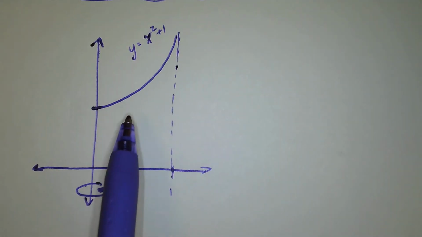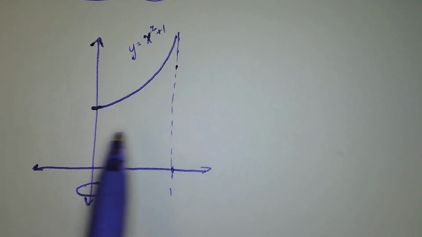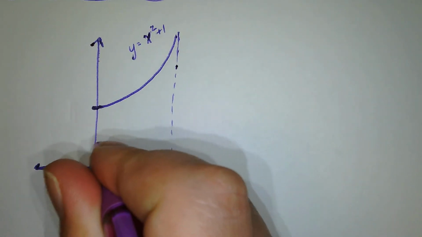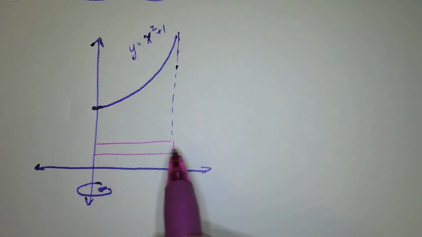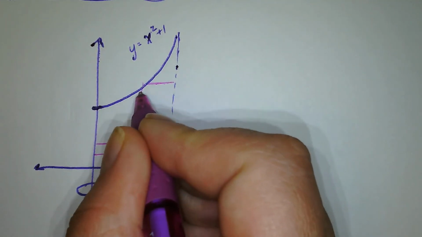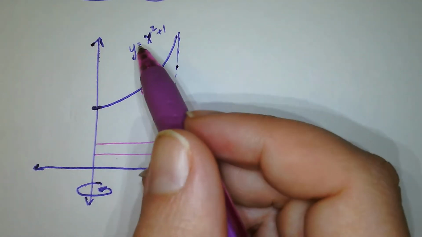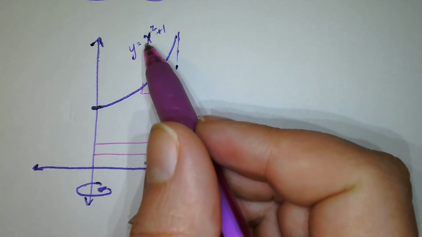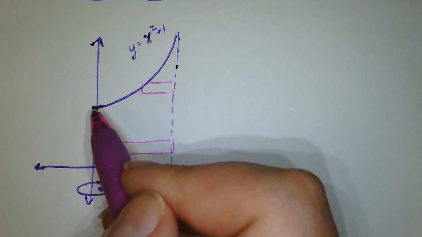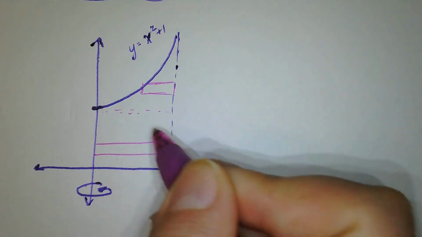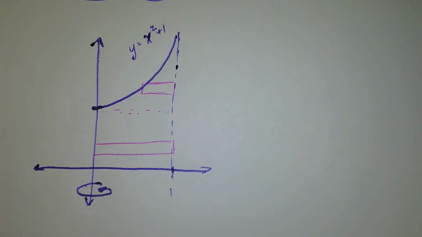So if you do this with the disk method, because we're doing this around the y-axis, it would be in terms of y. Right here it would be a solid cylinder, and then up here we'd have to use a washer method, based on the function. We would have to rewrite that in terms of y, but that's not an issue. So it would be like two different things here: a solid cylinder, and then a cutout cylinder. So you'd have to do two different integrals.